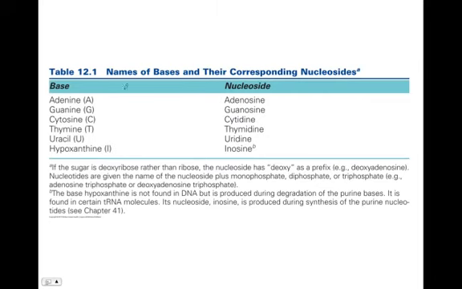Likewise, the free bases, denoted here, have slightly different nomenclature than a base associated with a sugar, denoted here. Adenine is a free base, whereas adenosine is the base adenine associated with a sugar. Guanine, associated with a sugar, is denoted guanosine, and so forth. Recognition of this nomenclature will be particularly important when we talk about salvage of purines.